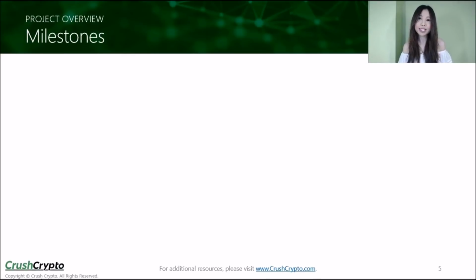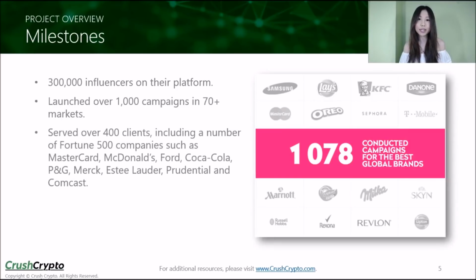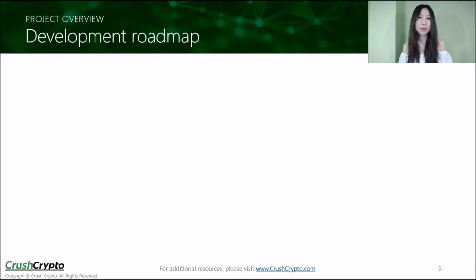indaHash was established less than 2 years ago and has already achieved a number of milestones. They currently have 300,000 influencers on their platform, and they have launched over 1,000 campaigns in over 70 markets. They have served over 400 clients, including a number of Fortune 500 companies such as MasterCard, McDonald's, Ford, Coca-Cola, P&G, and so on. They have also secured partnerships with large media agencies, including 8 of the top largest media agencies in the world.